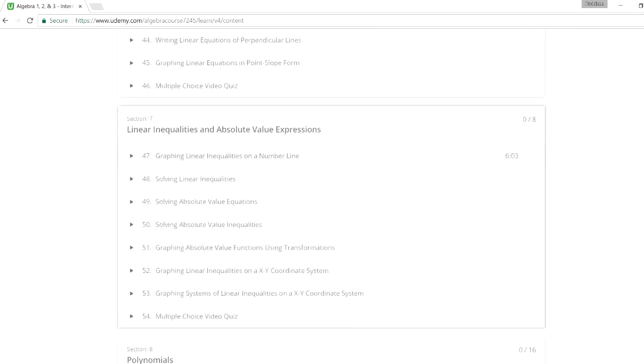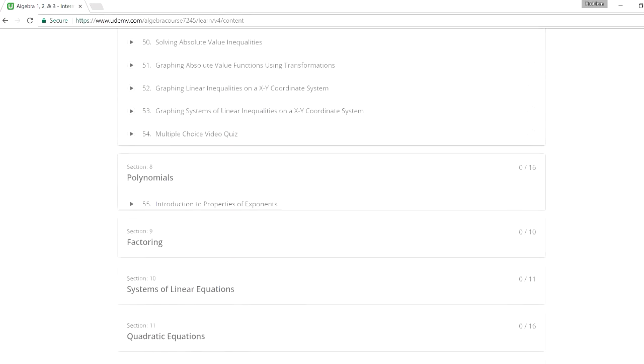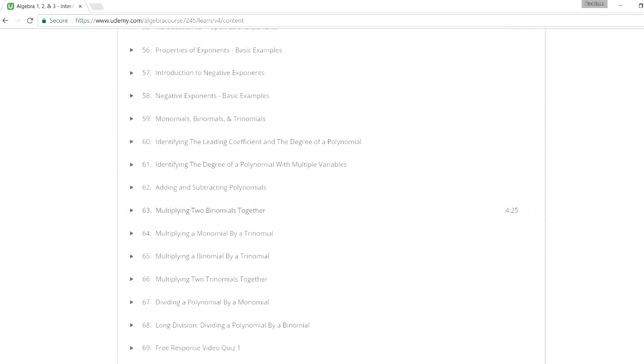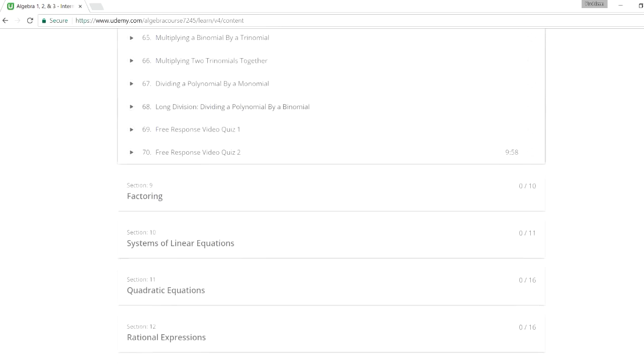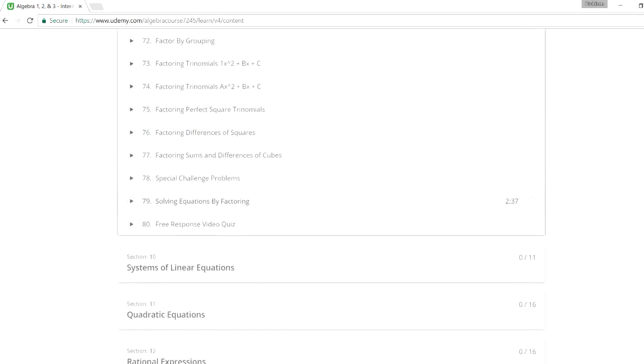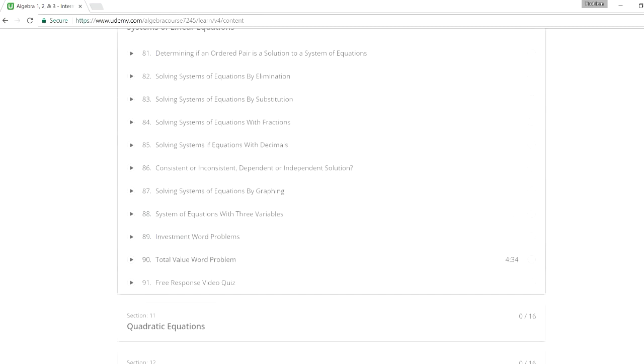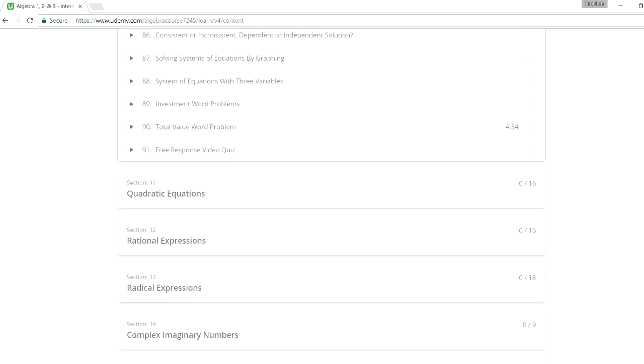The next topic is on inequalities and absolute value expressions, which are also seen in a typical algebra course. And then we have polynomials, and that's a long section. And then factoring. That's another topic you need to master. And then system of equations. You can solve it by elimination, substitution. There's also word problems as well. Sometimes you got to solve equations with three variables, x, y, and z. So that could be helpful.